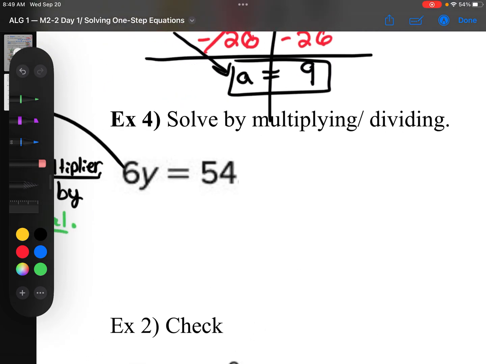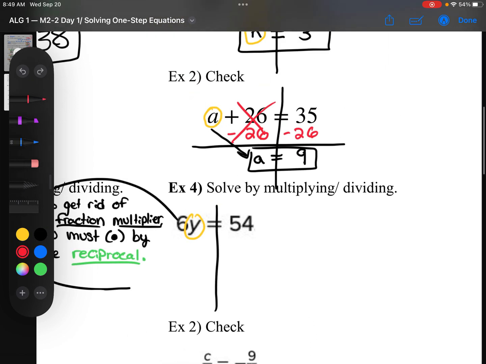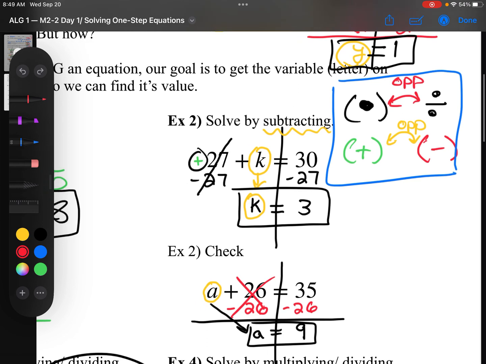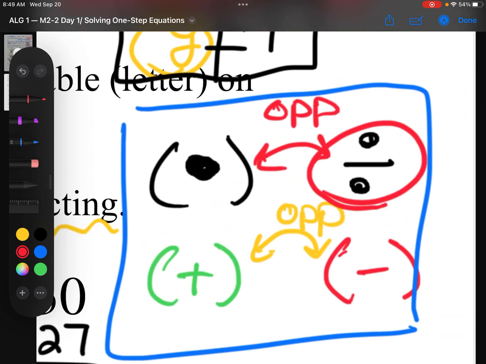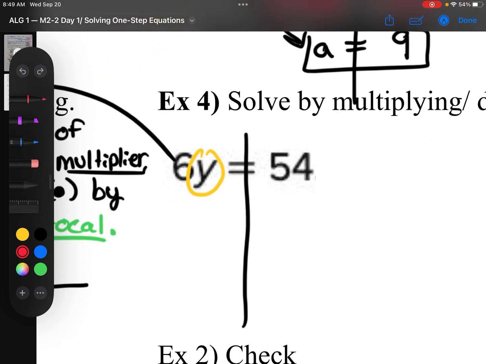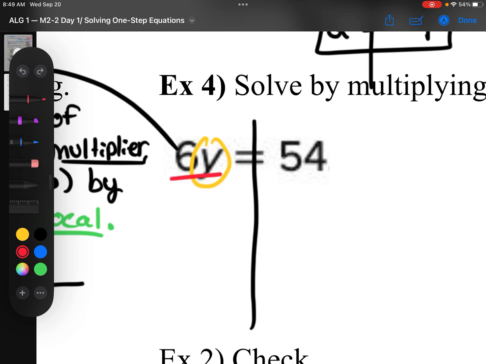We need to solve by multiplying and dividing. So what do I need to do here? Set up my equation. I'm looking for y by itself. I have a 6 being multiplied to it. I'm thinking opposite operations, okay? So the opposite of multiplying is to divide. So I'm multiplying the 6 to the y, which means I need to divide by 6 to get rid of it. And I also need to do it to this side.